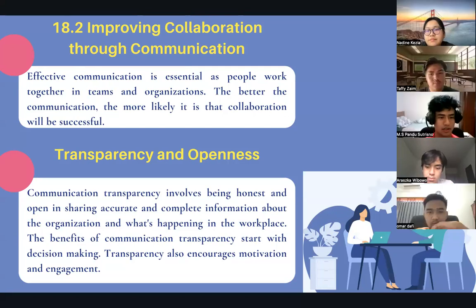And next, there is transparency and openness. Communication transparency involves being honest and open in sharing accurate and complete information about the organization and what's happening in the workplace. The benefits of communication transparency start with decision making. Transparency also encourages motivation and engagement.